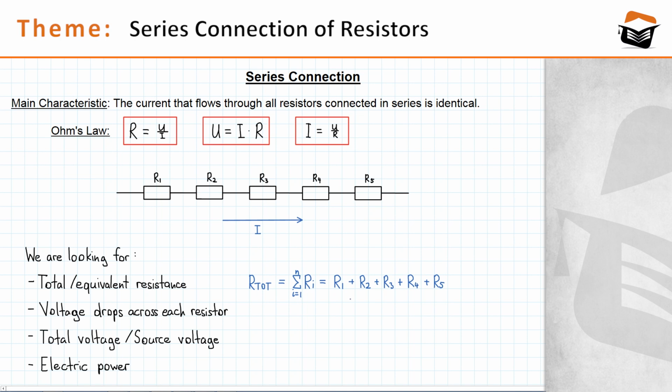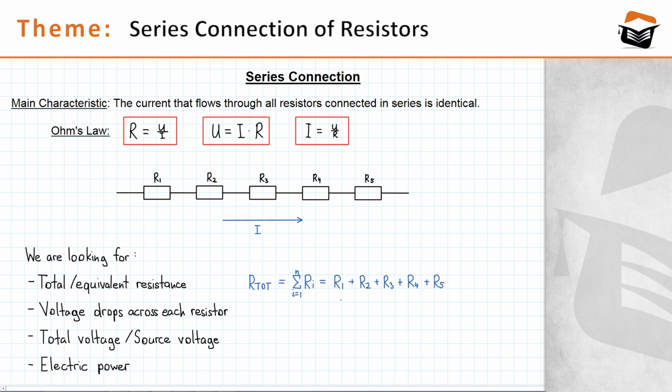So in a series connection, the total resistance is always the sum of all individual resistances. And in this regard, if you add more resistors in a series connection, your total resistance is going to go up.